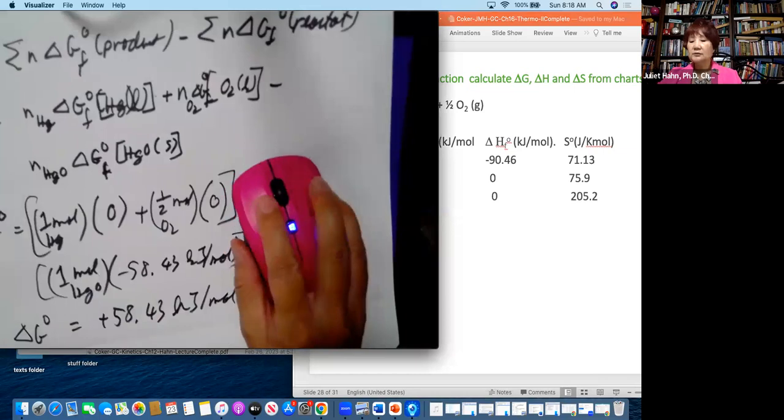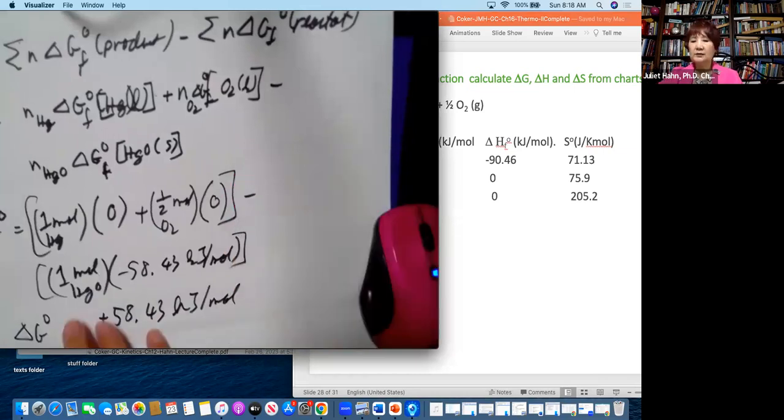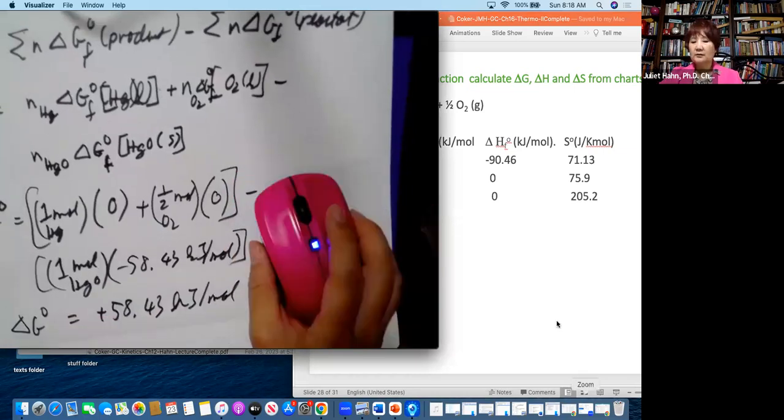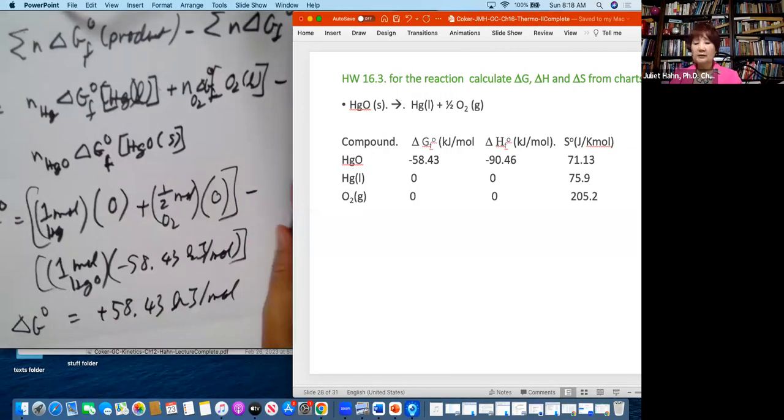Then you do something similar for the enthalpy as well as for the entropy. And I think I actually have that on the next lecture recording.